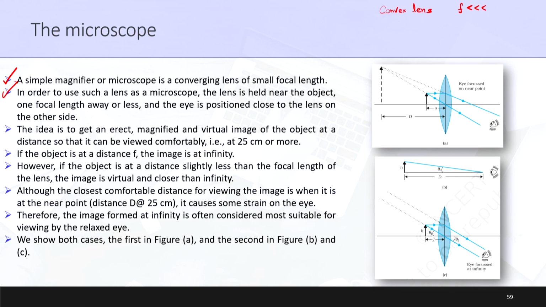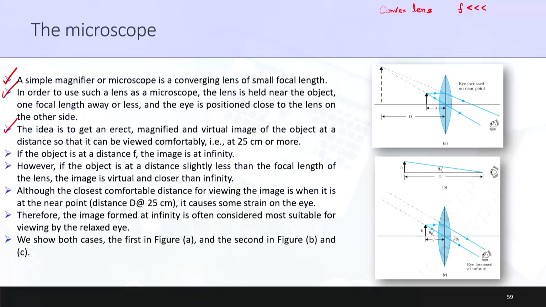Fine. The idea is to get an erect, magnified and virtual image of the object at a distance so that it can be viewed comfortably, that is at 25 centimeters or more. So, what is the basic agenda? What we need is an erect image, it should not be inverted. It should be magnified, of course, because we are trying to see very small particles. And the third thing is that it has to be viewed at a location such that it is viewed comfortably.